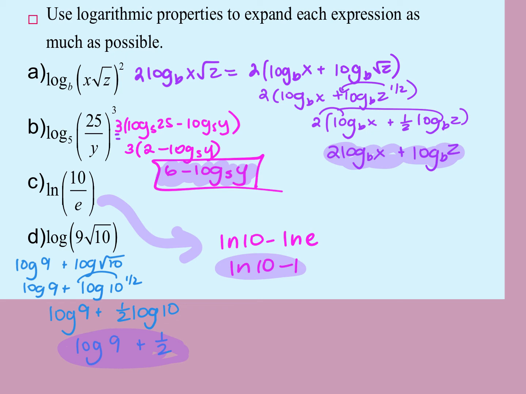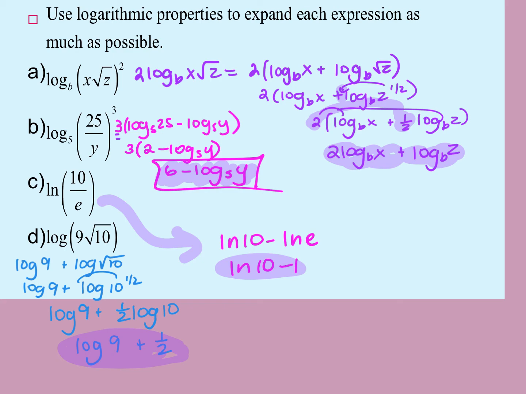All right, so for the first one, you can bump the 2 to the front and then separate them by adding. The log base b of z becomes log base b of the square root of z, sorry. The log base b of z to the 1/2, that 1/2 gets bumped to the front of that log. So that's over here. When you distribute the 2 back in, it comes 2 times log base b of x. But then 2 times a half, when I distribute this into this one, it cancels out. So I just end up with log base b of z. So 2 log base b of x plus log base b of z.